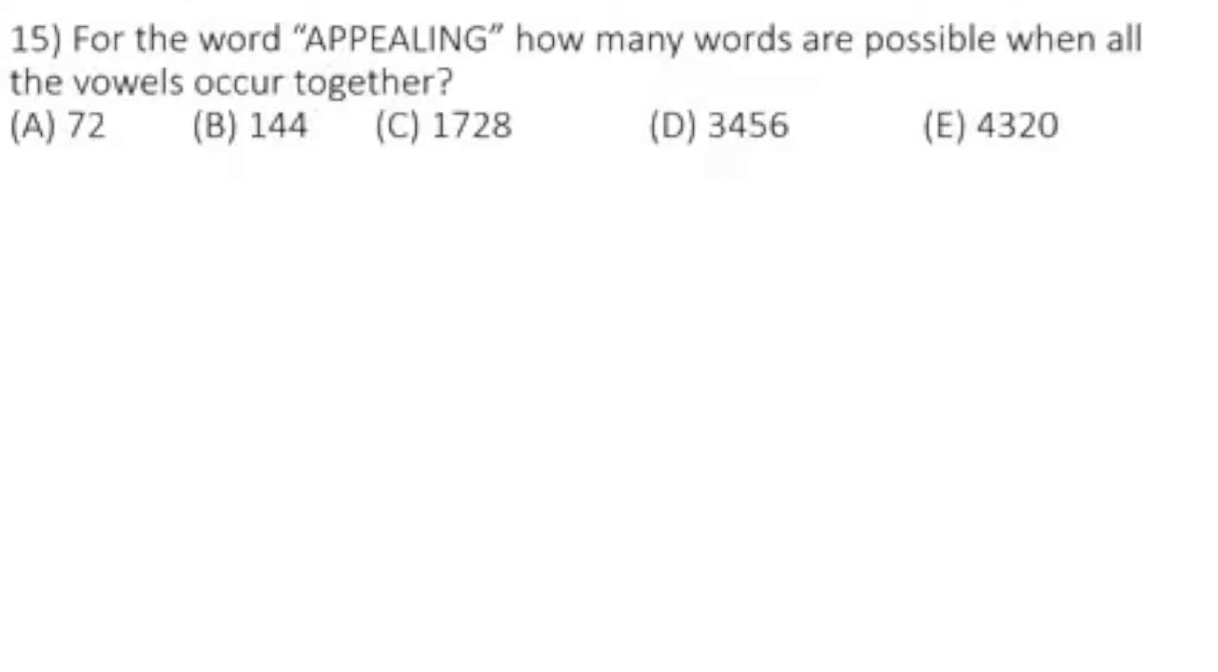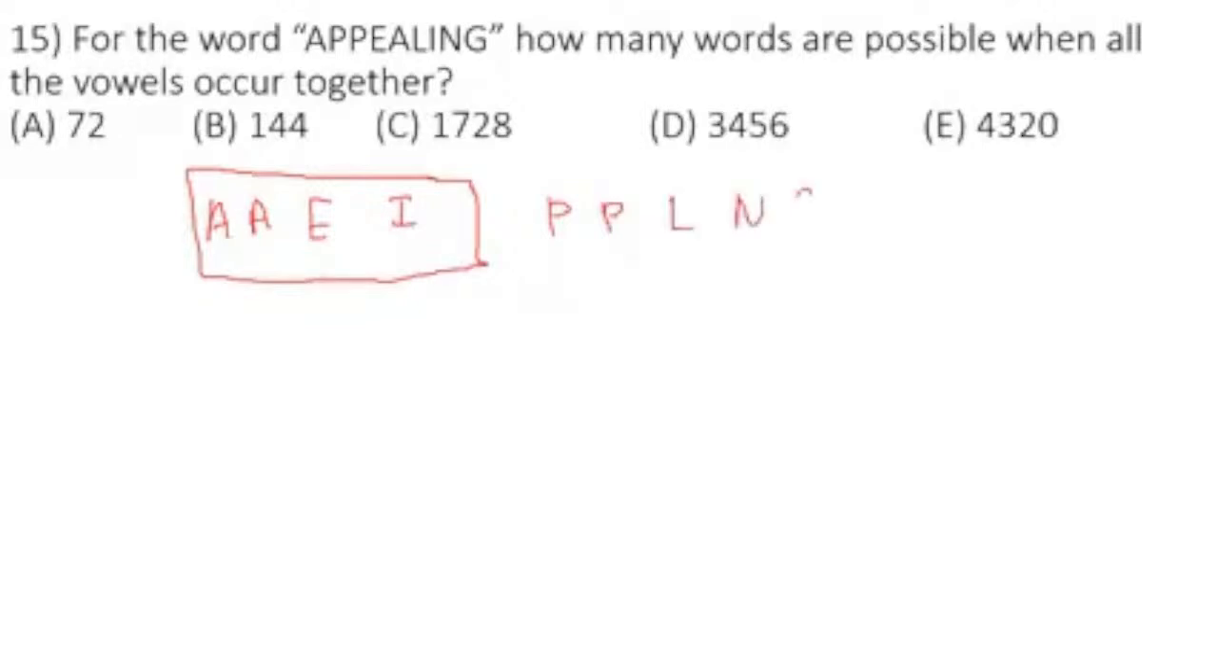Next question here. For the word appealing, how many words are possible when all the vowels are together? When all the vowels are together, the vowels are A, along with E, I as the remaining ones. So A, A, E, I together, and we are left with P, P, and the others L, N, G.